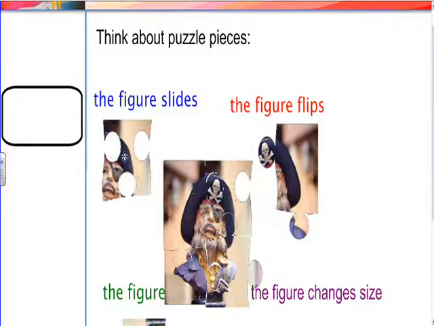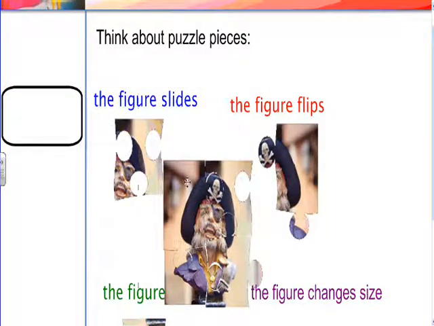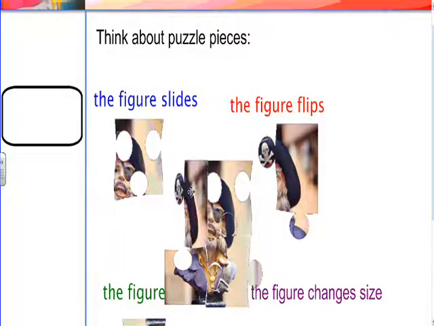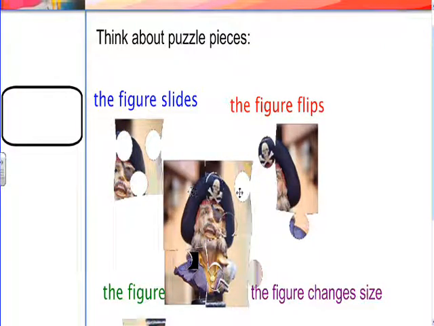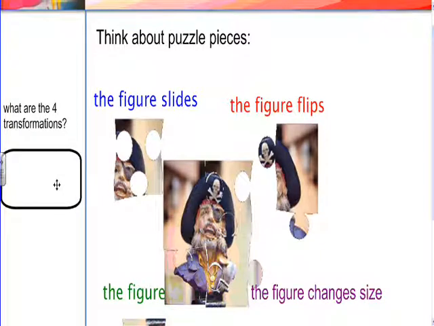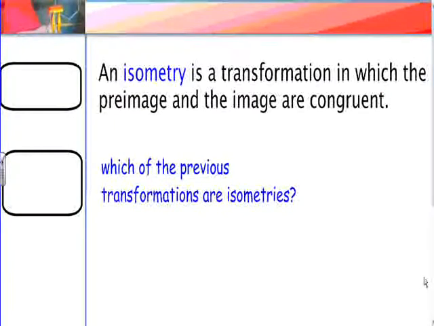We're going to slide them. We're going to flip them back and forth. And we're going to rotate them or turn them, and then we're going to change their size. Even when we change the size, the figure itself doesn't really change what the figure is, but its similarity ratio is going to be a big part of how we change its size. So a question that we could look at over here is, what are the 4 different transformations? Slides, flips, turns, and a change in the size.